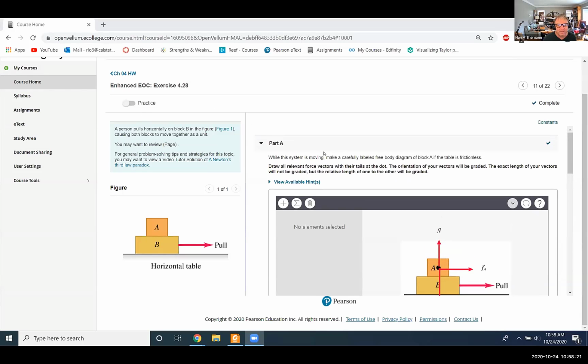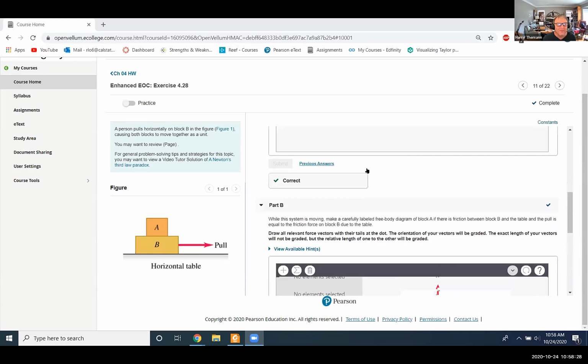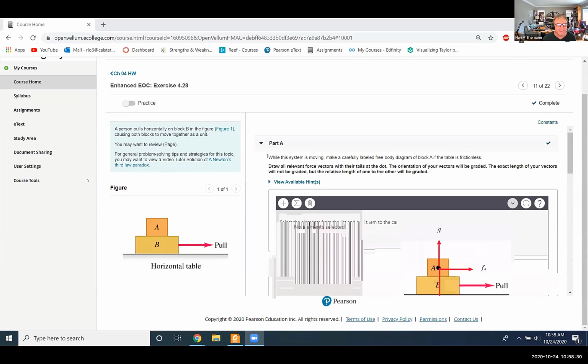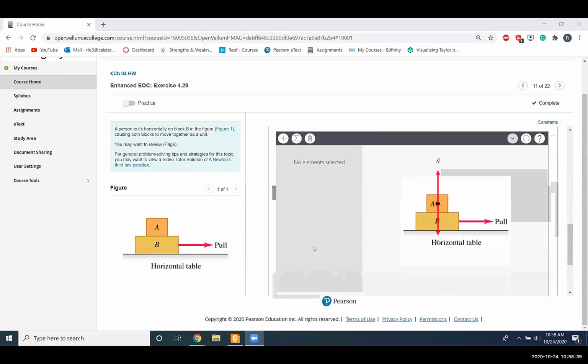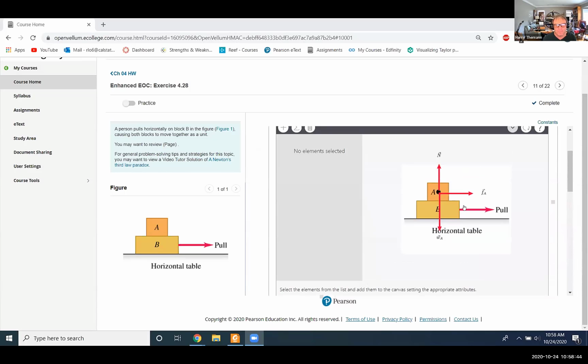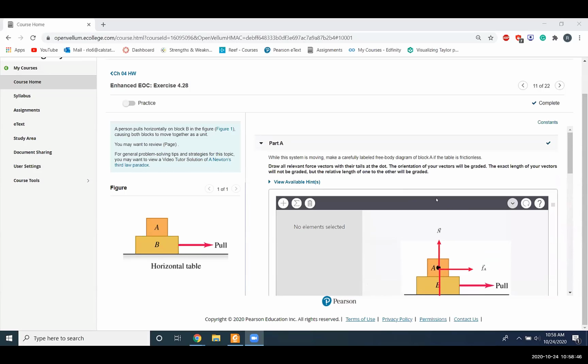This looks familiar. I feel like these questions are flipped, as in the answer was for the bottom question. Because it says while the system is moving, make a carefully labeled free body diagram if the table is frictionless. But there's friction here, and then on the bottom question, it talks about frictionless, and there's no friction here. Well, careful. Scroll back up. See, this is the table is frictionless, right? But block A wouldn't be frictionless. There's friction between A and B.